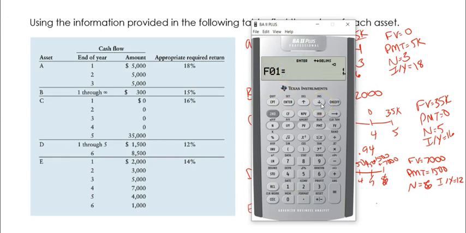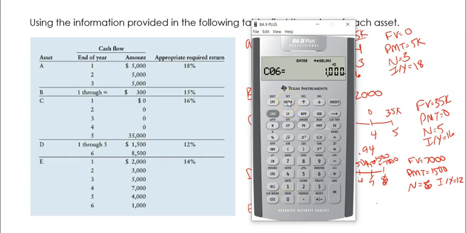Down arrow. It's asking me the frequency of that cash flow, and it only occurs once. Cash flow at time period 2 is $3,000. Enter to save. And now I'm going to scroll down. It only occurs once, so I'll scroll again. Time period 3, it's $5,000. Enter to save. Scroll down. Time period 4, it's $7,000. Enter to save and scroll down. Time period 5, it's $4,000. Enter to save. And time period 6, it's $1,000.